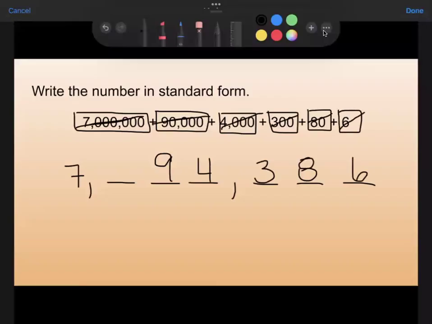So now that I'm done with all the terms, you can see that I have a blank spot. I have no 100,000s in this number. So I'm going to represent that with a 0 right there. So this number written in standard form would be 7,094,386.